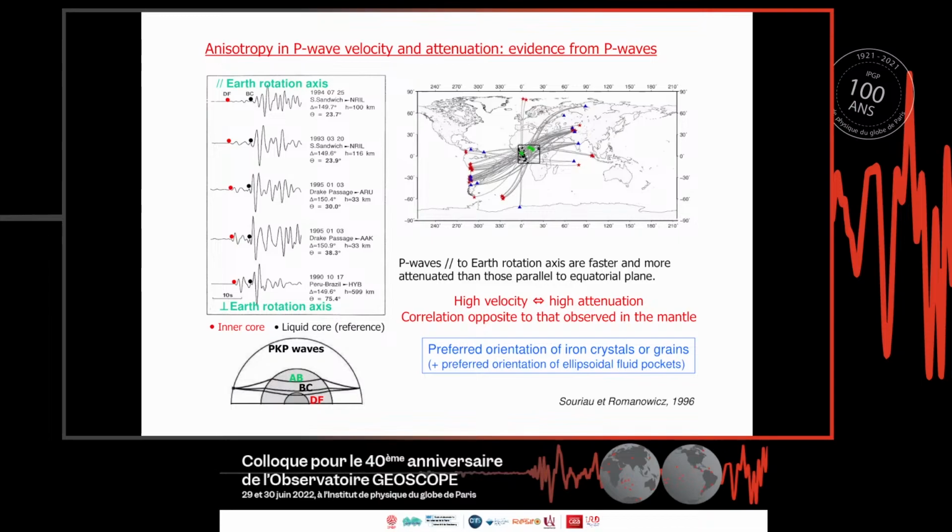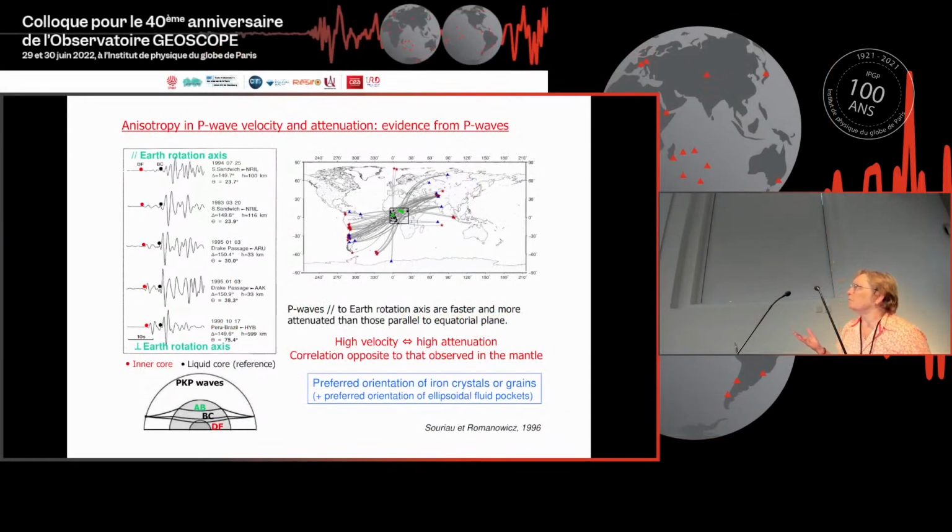You observe that for paths parallel to Earth's rotation axis, the phase for the inner core arrives much earlier than if the path is parallel to the equatorial plane. Also, you see that the amplitude ratio is much smaller. The amplitude ratio between PKPDF and PKPBC is much smaller for paths parallel to Earth's rotation axis. So you have a clear evidence of anisotropy, at least in this region which is inside the field.